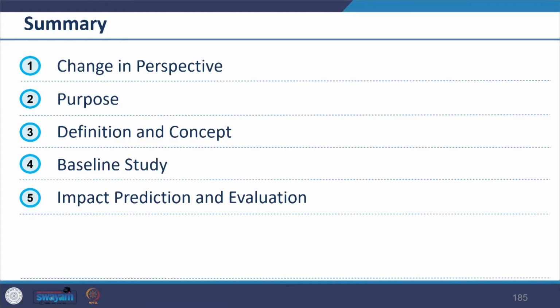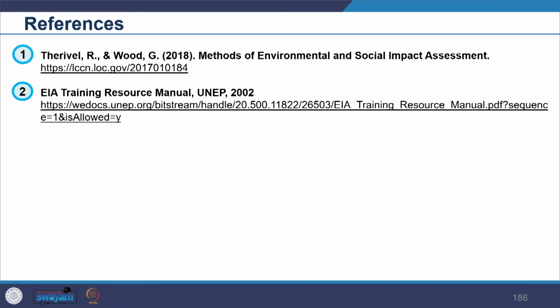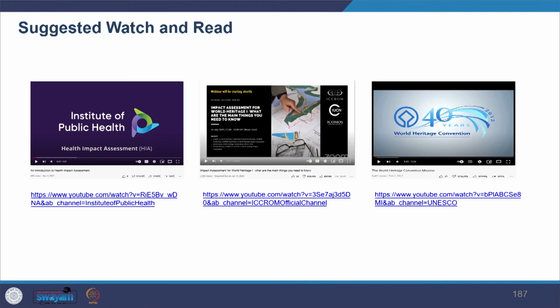So we have seen a range of things. So we'll wind up for today. Summarizing what we covered, we looked at the change in perspective, like how culture was seen before in terms of the assessment we did, and then how we looked at different purposes of undertaking cultural assessment, and then we looked at definitions and concepts. Then we looked at a range of methods for baseline study, what's the purpose of baseline study, and then we looked at different impacts and how we evaluate them, how we look at their significance and magnitude and so on, and what range of impacts are there. So that was what we covered today. This was a key reference for this purpose, and these are the suggested watch and read.